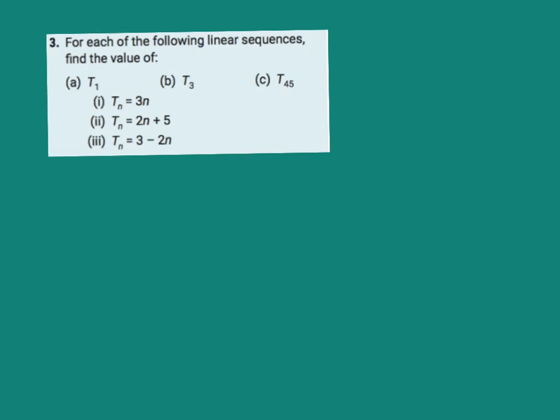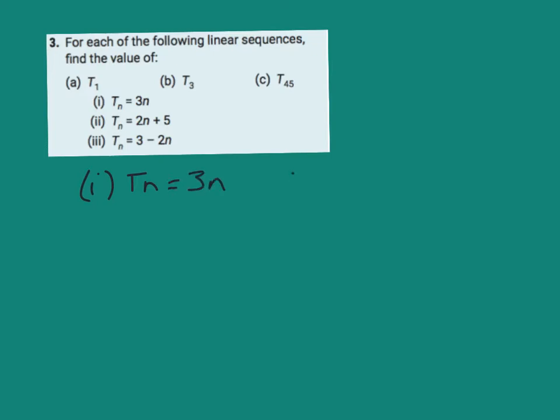Hey guys, so I'm just going to start with the homework from yesterday. The question asks, for each of the following linear sequences, find the value of. So if we just start off with the very first one, which is that Tn is equal to 3n.